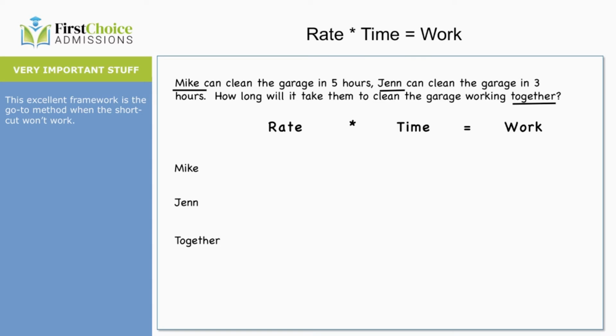Then we start converting the English into math and fitting it into our most helpful framework. So the first thing to know is the word "the" in these questions, and the word "a" in these questions, by the way, means one. So that means we are cleaning one garage, so our work equals 1. Next, we're told that Mike takes 5 hours to clean the garage and Jen takes 3 hours. It's easy to see where those numbers fit, and we're being asked for the time together, so that's X.